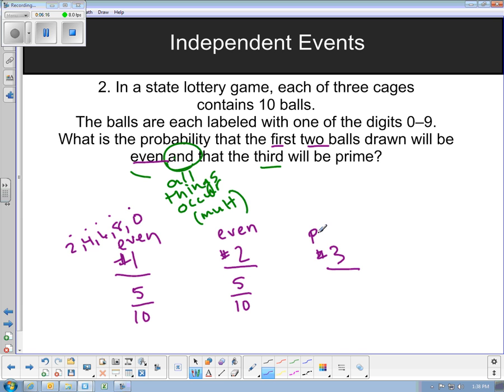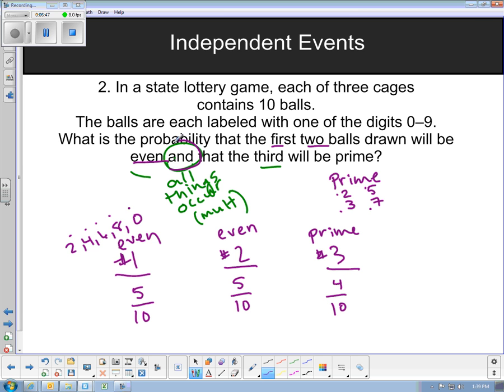The third one I wanted to be prime. So I need to think about what digits are prime from 0 through 9. Well, 0 is neither, 1 is neither. 2 is prime because it has 2 factors, 2 and 1. 3 is prime, 3 and 1. 4 is not because there's a 2 in there. 5 is prime, 5 and 1. 6 is not because there's 2 and 3. 7 is prime. 8 is not, 9 is not, and then I'm into double digits. So there's 1, 2, 3, 4. That's 4 out of 10 possibilities.